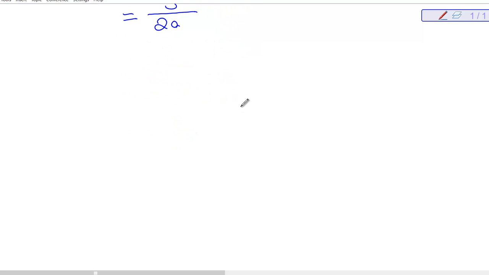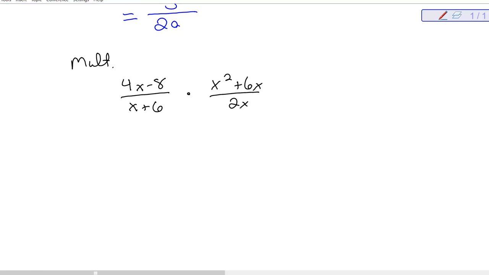Okay, let's look at if we want to multiply 4x minus 8 divided by x plus 6, times x squared plus 6x divided by 2x. Okay, we need to make sure that we factor each numerator and each denominator.